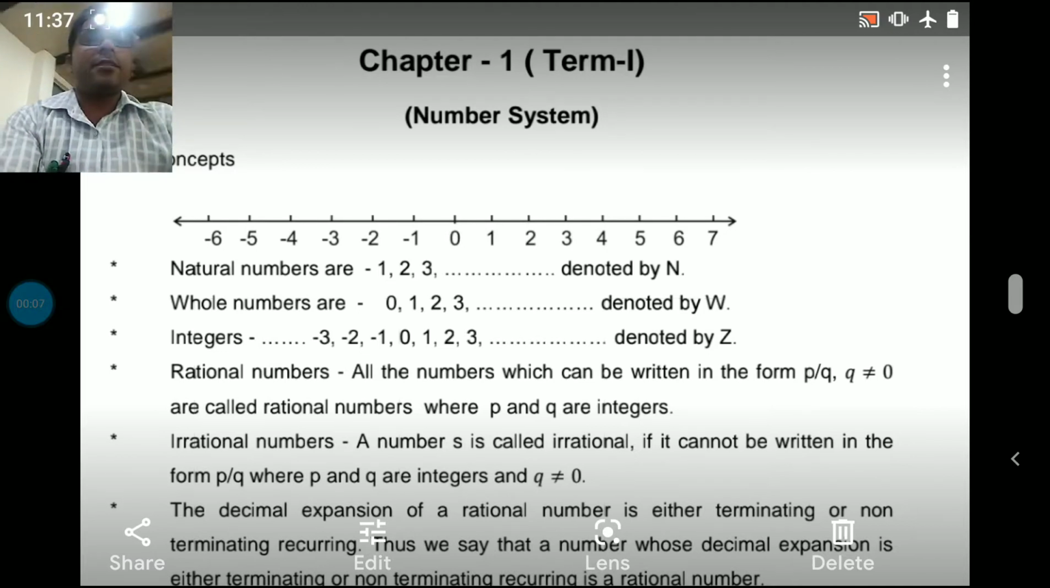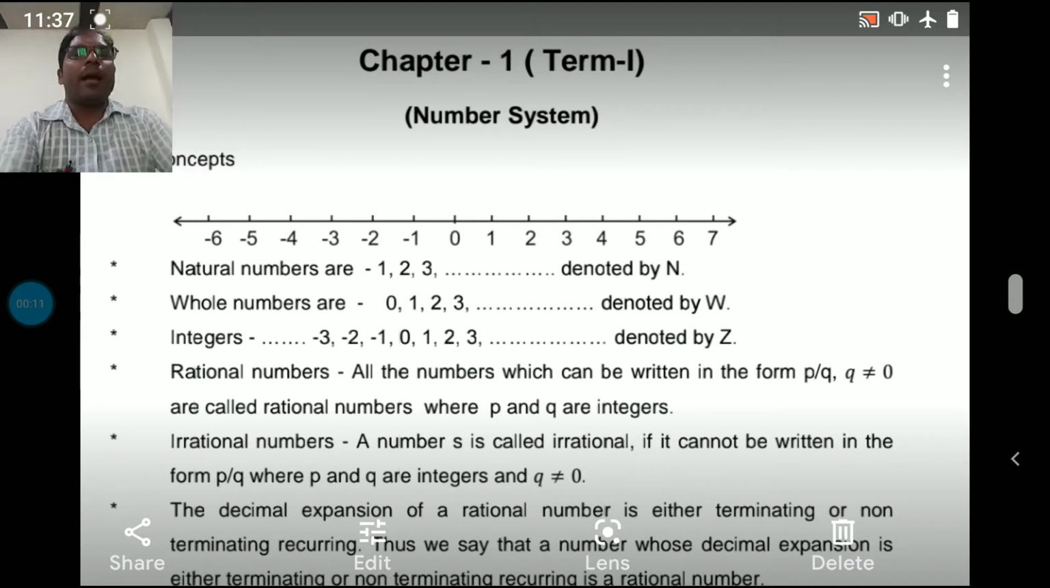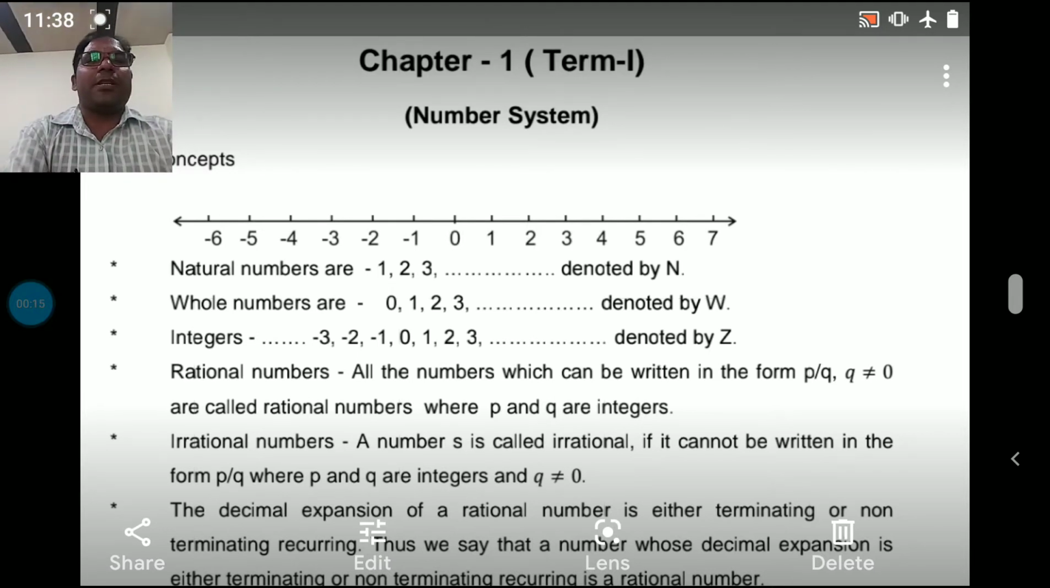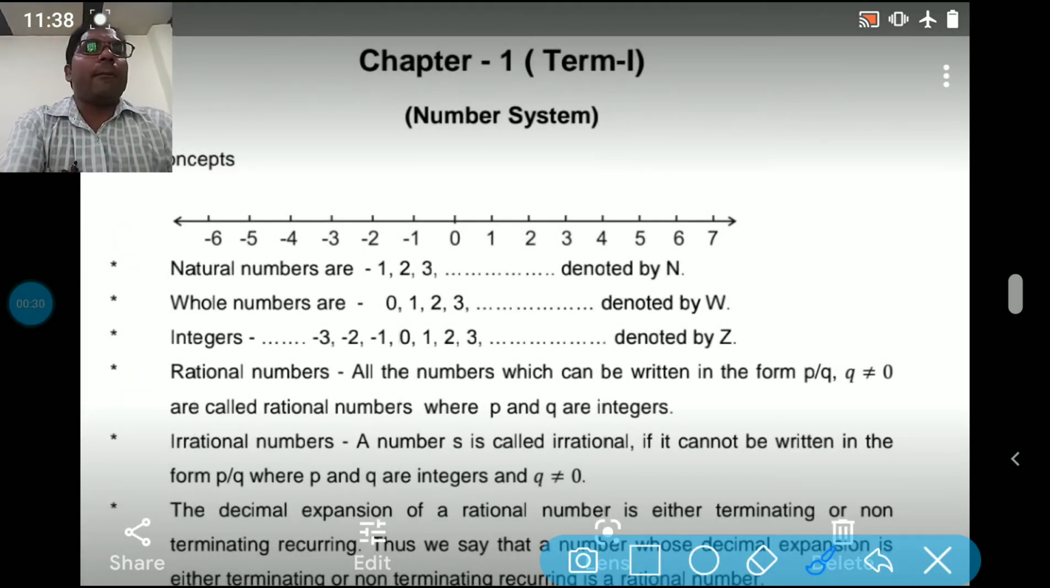As you know, the triangle chapter has been completed from your maths book, and so the syllabus of term 1, that is, the half yearly syllabus, has been completed. So from today onwards we will start the revision, and this is your revision video from chapter number 1, that is number system.